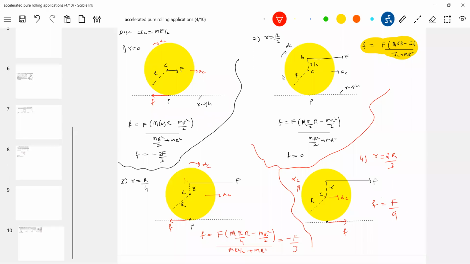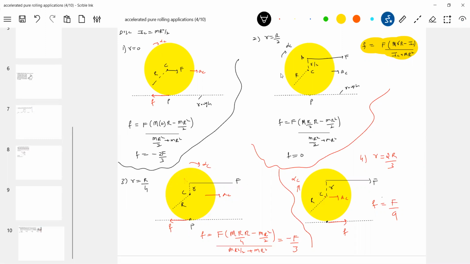Now look at the frictional force. I think you have got all this very clearly. If you apply force at the center of mass, friction is backward. If you apply force at r by 2, I'll call this the threshold point, the friction will be 0. If you apply force below the threshold point, friction will be backward. If you apply force above the threshold point, what is the threshold point? R by 2. 2r by 3 is greater than 0.5r. So if you apply force above the threshold point, friction will act in the direction of applied force. If you apply the force below the threshold point, friction will act opposite to the applied force.